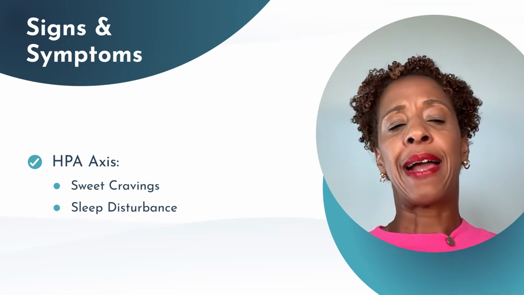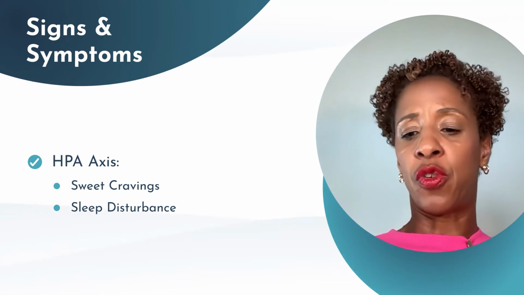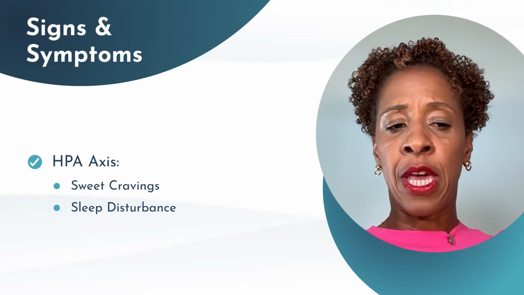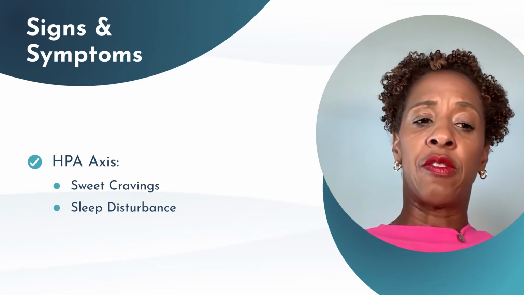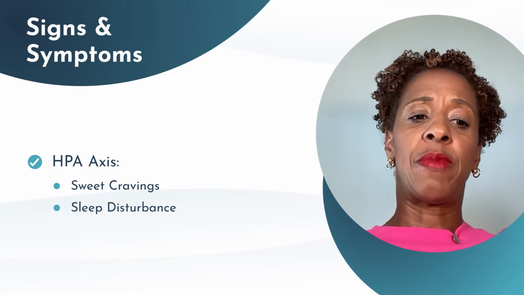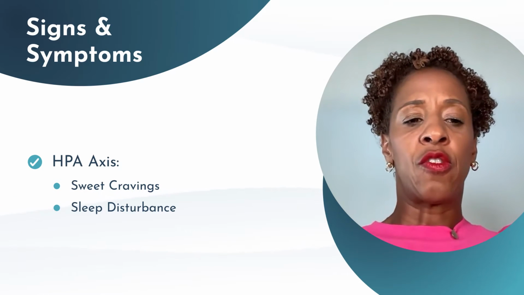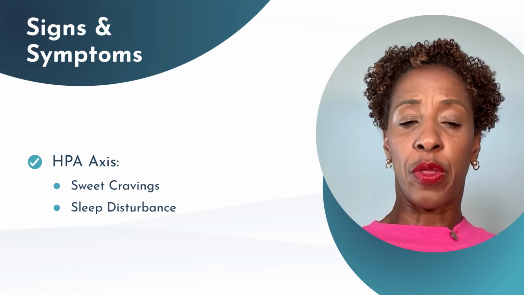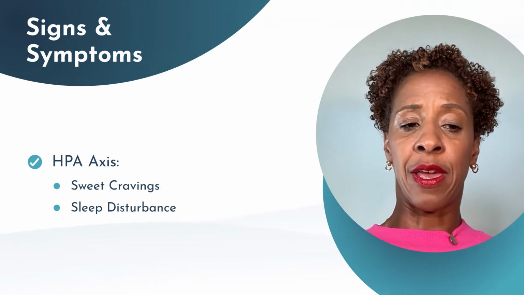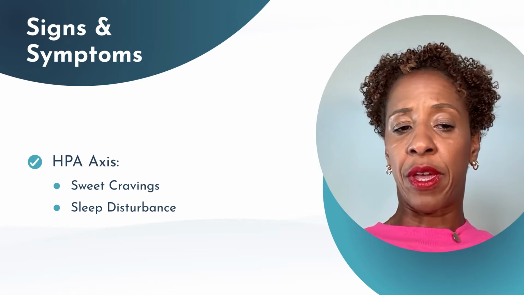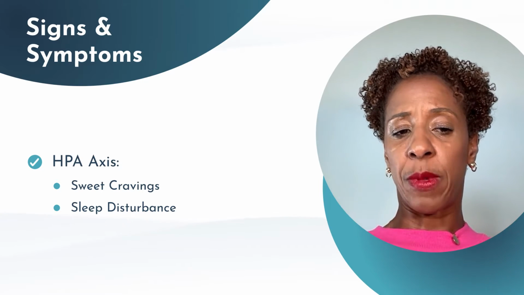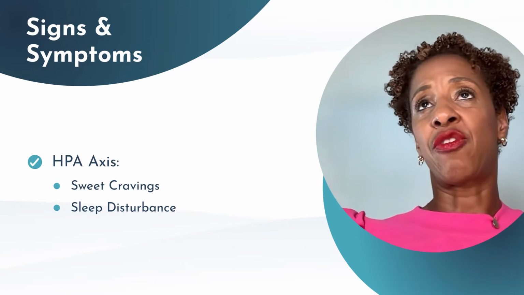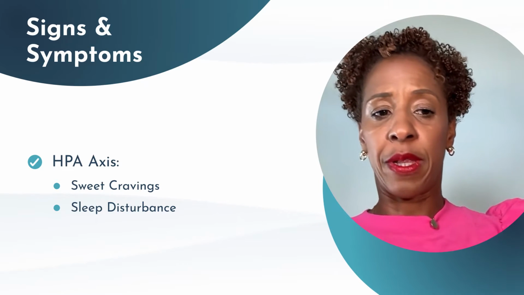Then HPA axis, this is your hypothalamic pituitary adrenal axis. So this is the part of your system, your endocrine or hormone system, that's dealing with stress. So we can see this become more dysregulated with mold exposure and mycotoxicity. As a result, you can have more sweet cravings. You can also see more sleep disturbances. It can also lead to an exacerbation of anxiety, mood disturbance, etc.